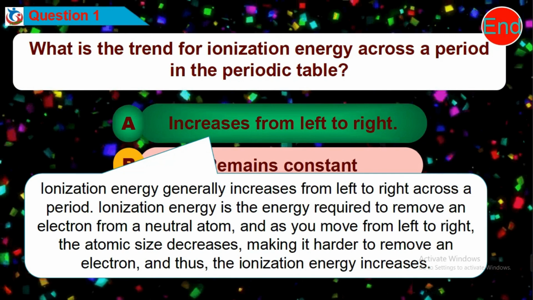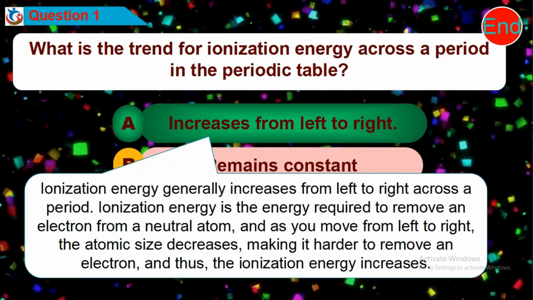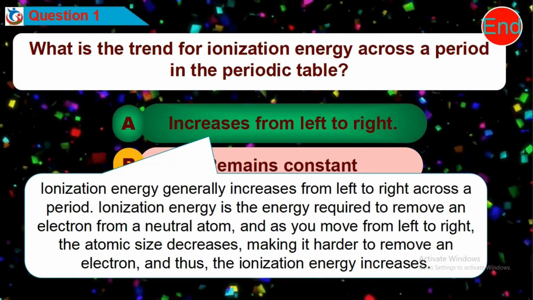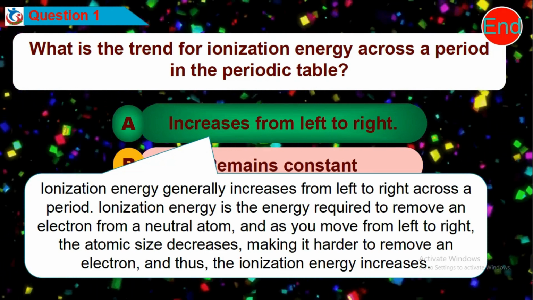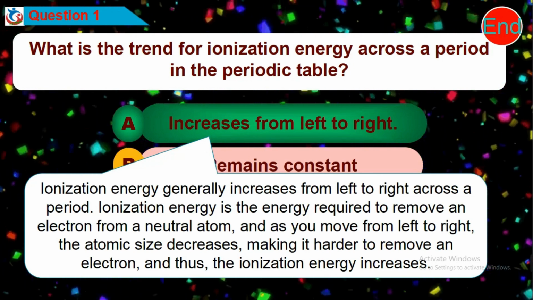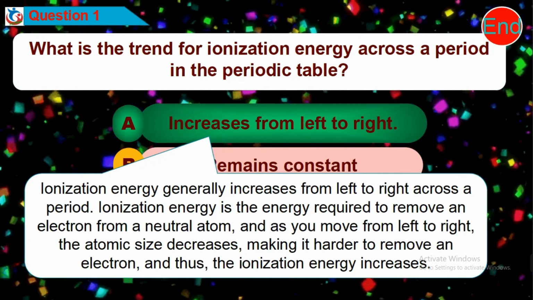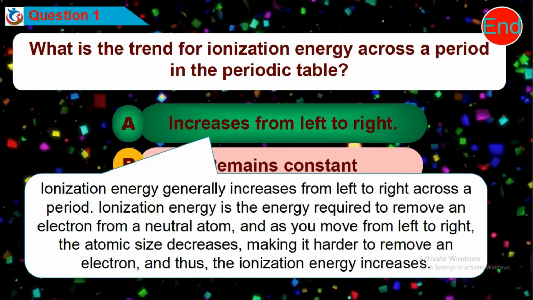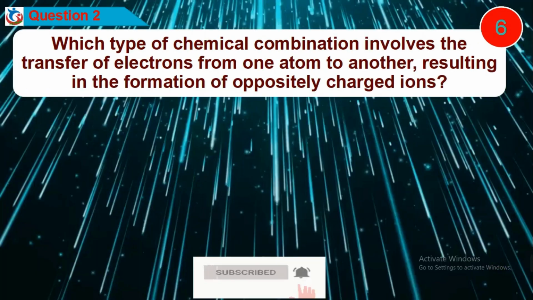Ionization energy generally increases from left to right across a period. Ionization energy is the energy required to remove an electron from a neutral atom, and as you move from left to right, the atomic size decreases, making it harder to remove an electron, and thus ionization energy increases.